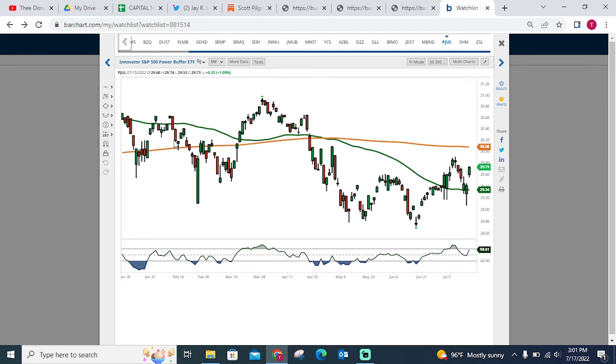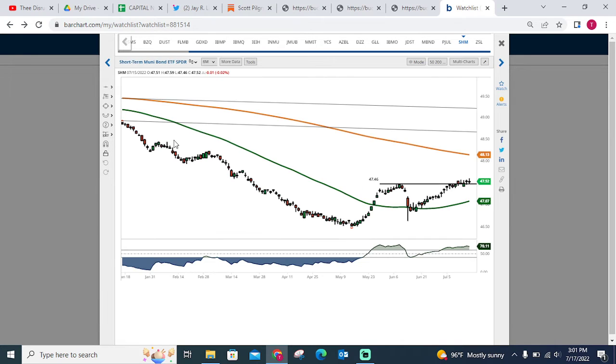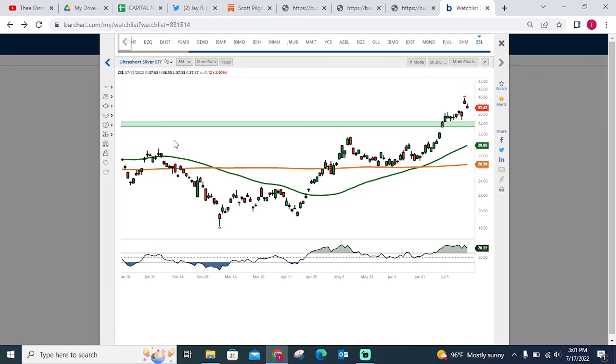Municipal bonds doing its thing. You've got here another one of these risk off power buffers. SHM, this is another municipal bond. And there's the ZSL, one of the ones that I certainly hold. And yeah, we did have a rough day on Friday. I was disappointed by that. Certainly wish that hadn't been the case.